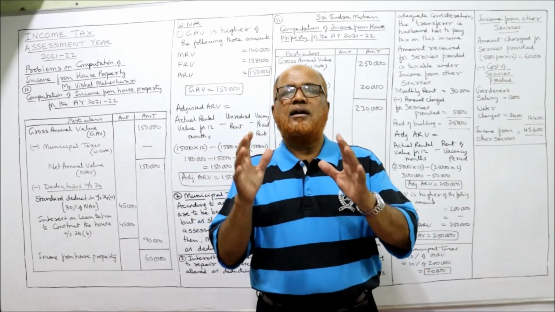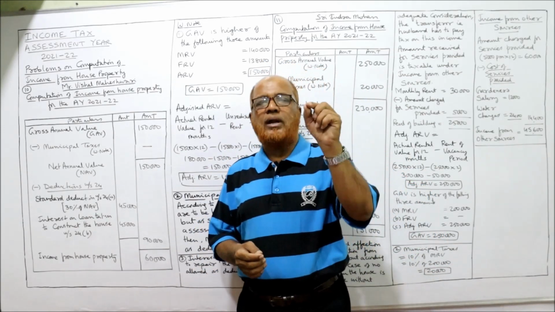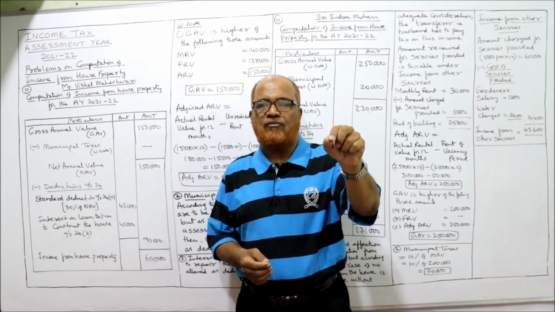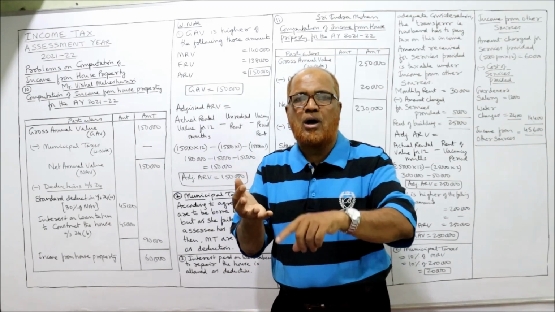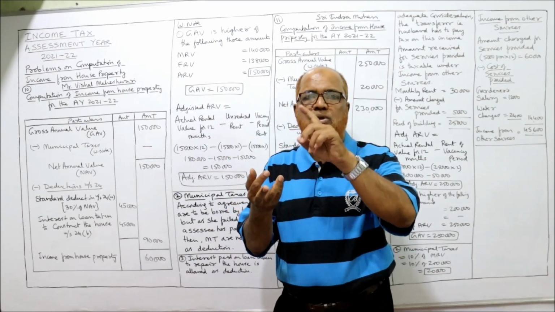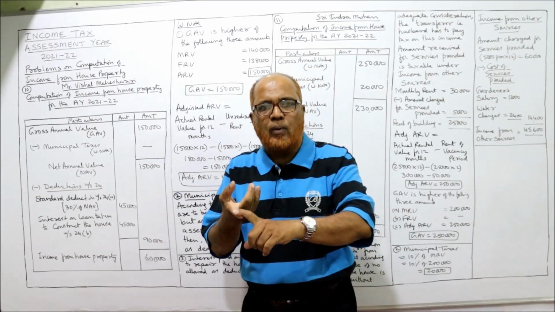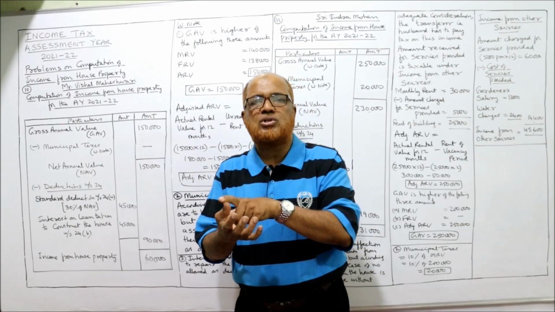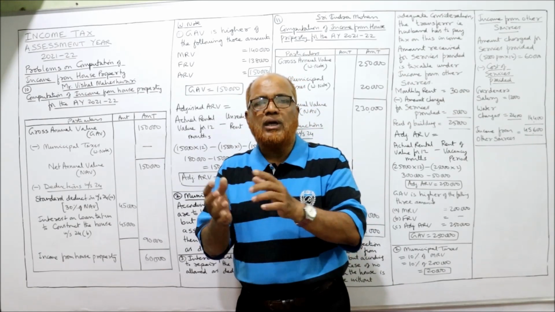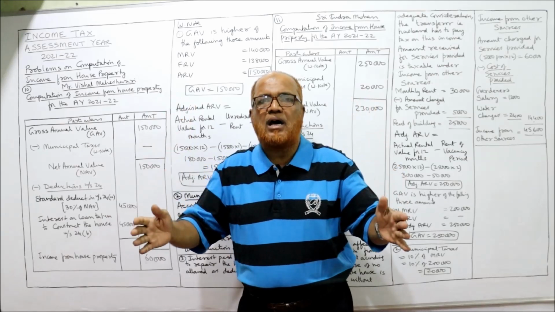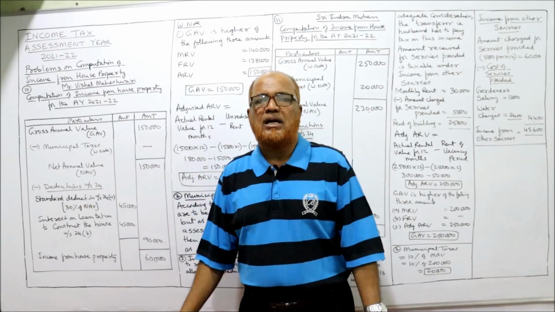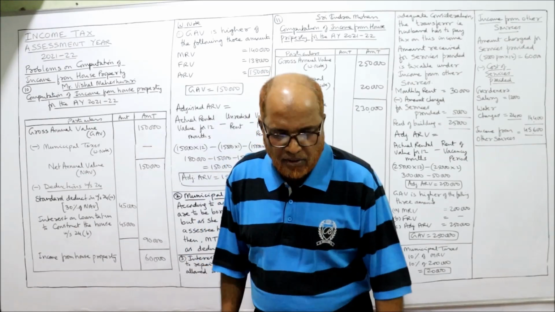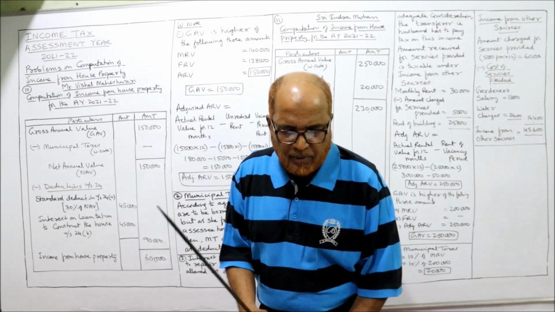See here, interest on loan taken will be allowed as a deduction under section 24B, whether the loan is taken for purchasing the house, constructing the house, repairing the house, renovating the house, or reconstruction of the house. So even if the loan is taken for repairing the house and interest is paid, it will be allowed as a deduction. That's all. Compute the income from house property for Mr.